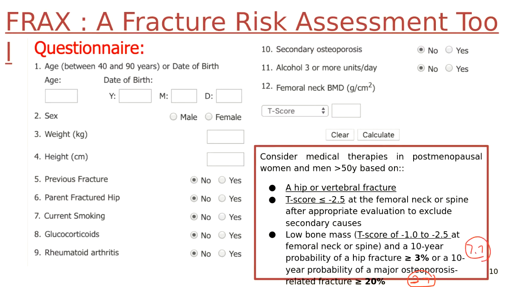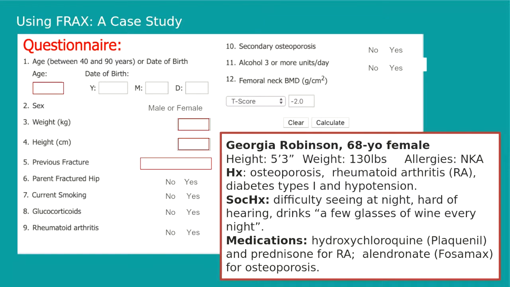So in general, if it's over 3, then she has a high chance of hip fracture, and if it's over 20, she also has a high chance of a general osteoporosis-related fracture. So Georgia Robinson would need some sort of medical intervention to help prevent a future hip fracture.